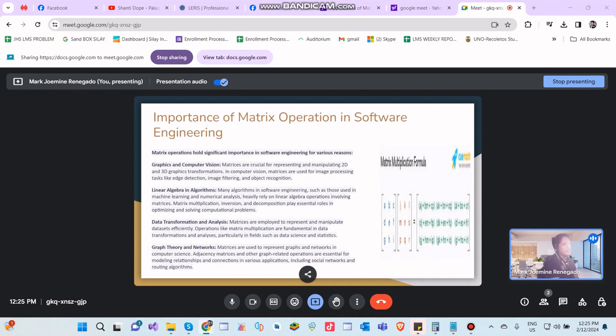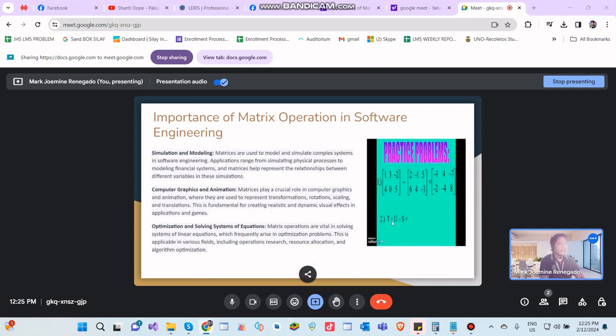We also have here graph theory and networks. Matrices are used to represent graphs and networks in computer science. Adjacency matrices and other graph-related operations are essential for modeling relationships and connections in various applications, including social networks and routing algorithms.